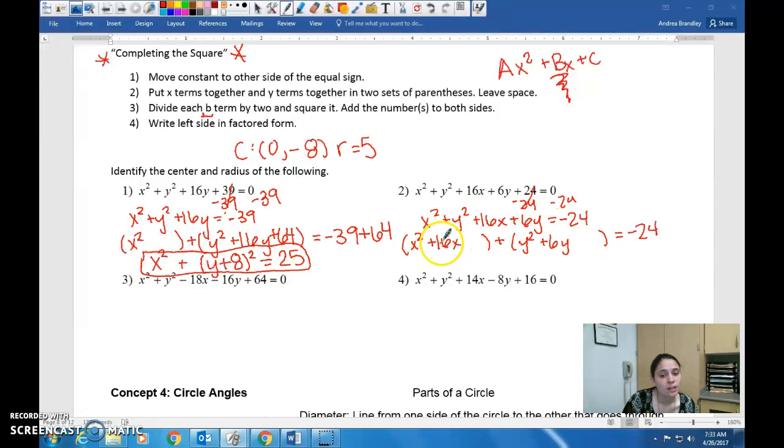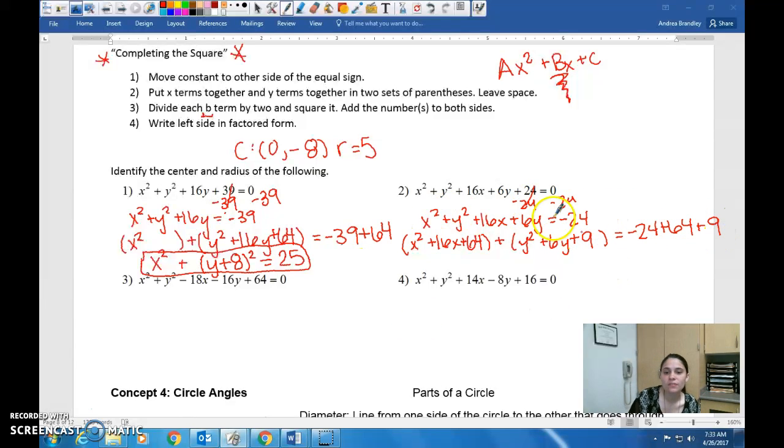So what I did in one set of parentheses over here, I'm now going to do in both sets. So I'm on step 3 now, divide each b term by 2 and square it. So 16 divided by 2 is 8. 8 squared is 64, so I'm going to add 64 to both sides. And then 6 divided by 2 is 3. 3 squared is 9, so I'm going to add 9 to both sides.